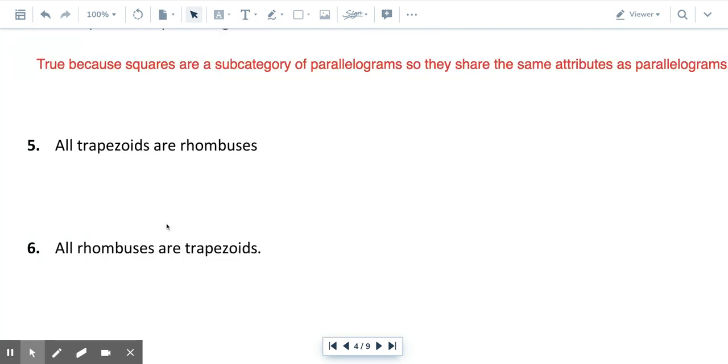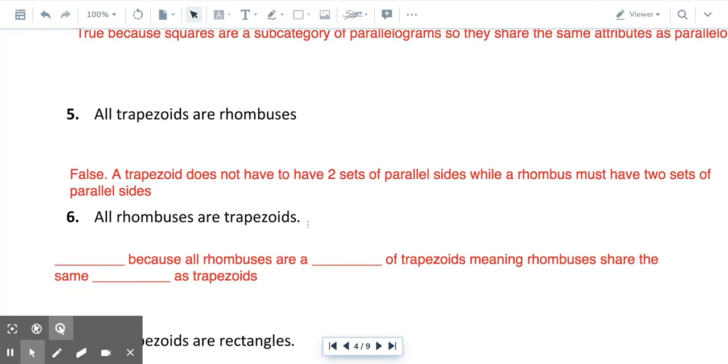Next, I want you to go through the same process with numbers 5 and 6. Go back and reread the statements and try and explain your thinking using vocabulary terms and your shape hierarchy. Pause the video here and do that now. Let's go ahead and talk about number 5. Number 5 asked whether or not all trapezoids are rhombuses.